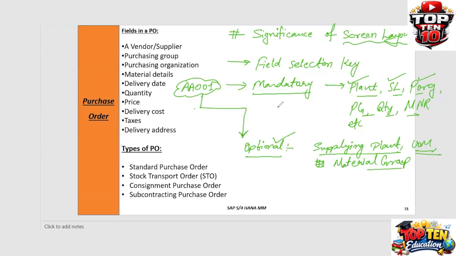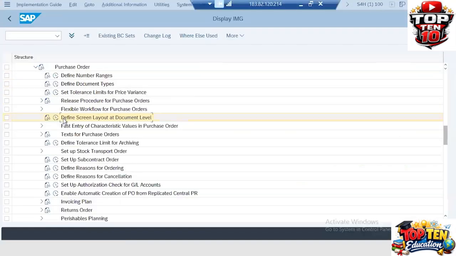Okay. Now last one. Only display. So screen layout or the field selection key controls what fields will be mandatory or optional or display. Got it? So here number range and screen layout have been configured.